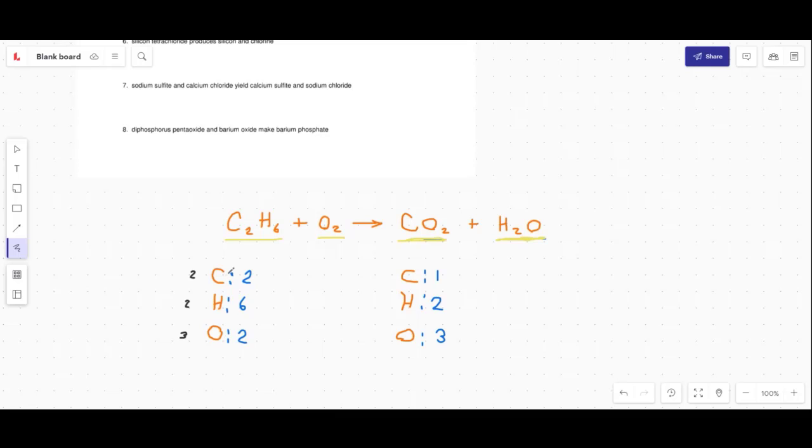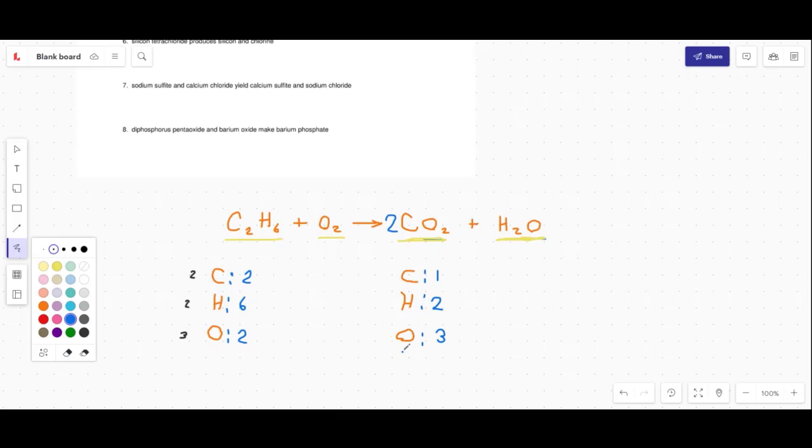Balance element by element. So there's 2 carbons on the left side, 1 on the right side. What do I do? You add 2 to the 1 on the right hand side, I think. Well, you're not wrong, but it's going to be 2 in front of what? 2 in front of the carbon dioxide, yes, not the carbon itself.